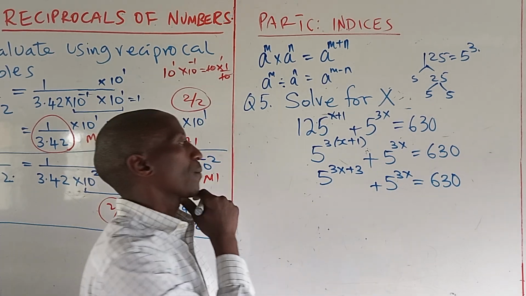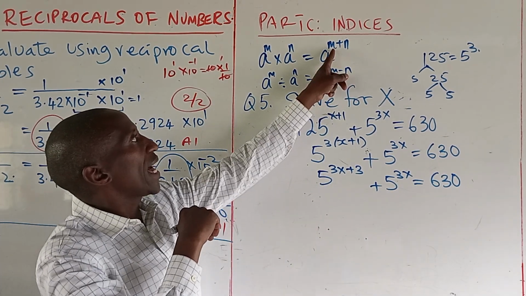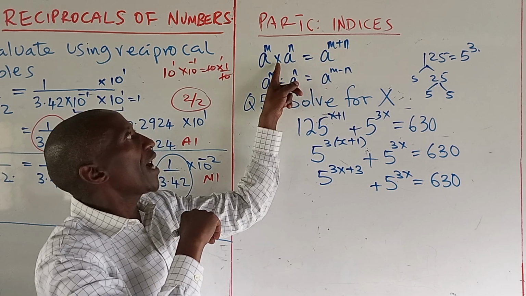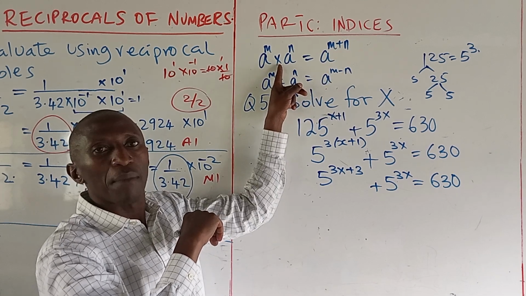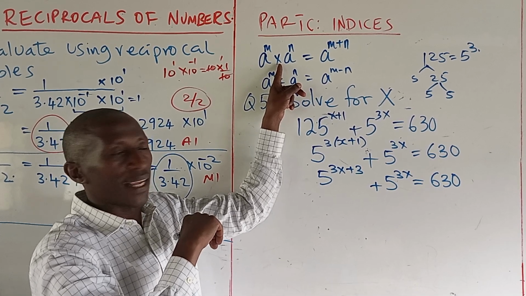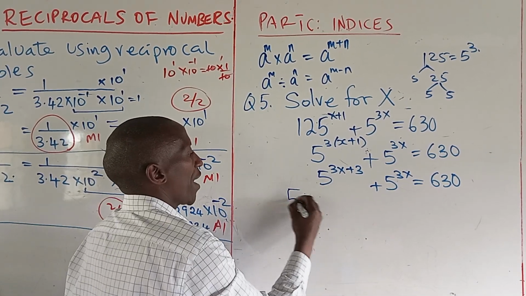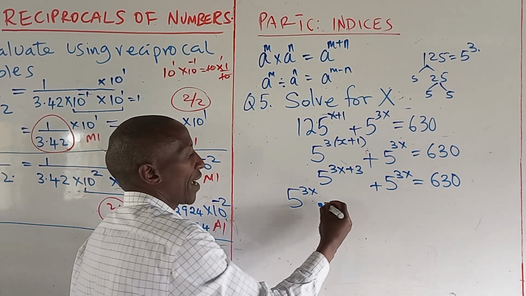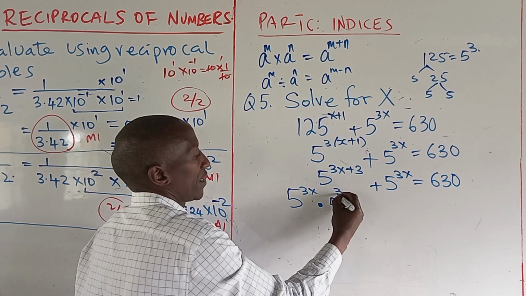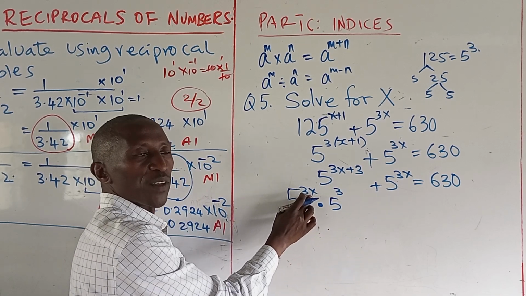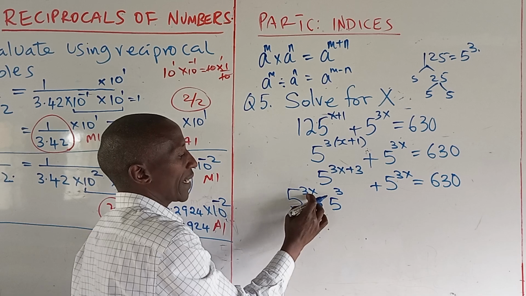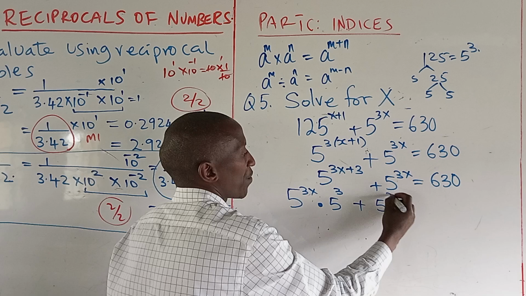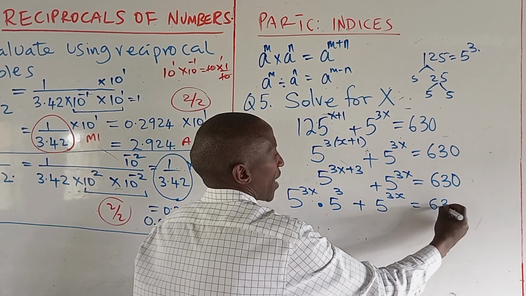In that case, we are seeing the question at this level where the indices are added. What happened to the bases? The bases must have been multiplying. So we open up this as 5 raised to the power 3x multiplied by 5 raised to the power 3. Allow me to use the dot as a multiplication sign, so that we don't confuse it with the x. So 5 raised to the power 3x multiplied by 5 raised to the power 3, then added to 5 raised to the power 3x, and that gives you 630.